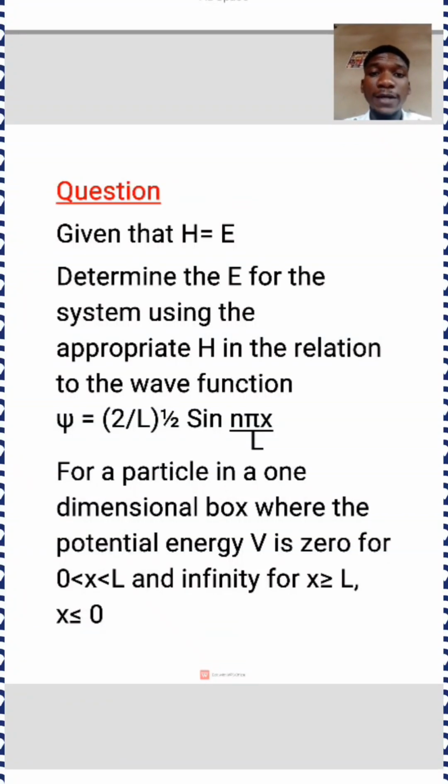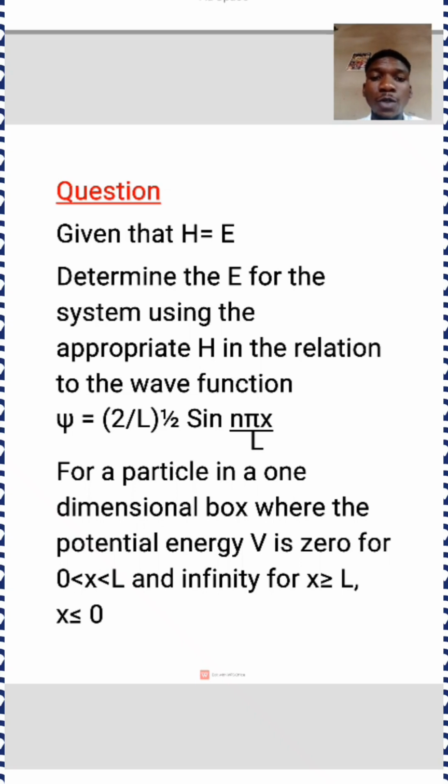I'm Ogbu Omenka. Today I'll be solving a question. The question said, given that Hψ = Eψ, where H is a Hamiltonian operator for a wave function and E is the total energy of the system, determine the E for the system using the appropriate H, the Hamiltonian operator, in relation to the wave function.